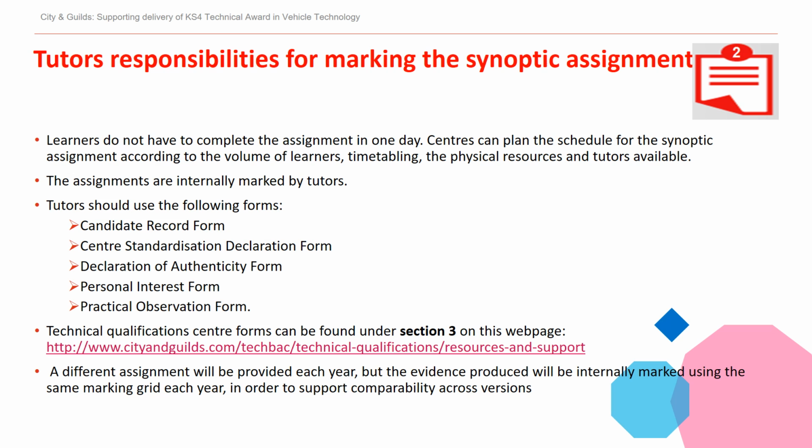So all of these forms will be found under section 3 on the website. Again, there is a link to where you can find this information. As we said, a different assignment is provided each year, but the evidence produced will be internally marked using exactly the same marking grid each year with the same weightings in your assessment objectives to support comparability across the versions.